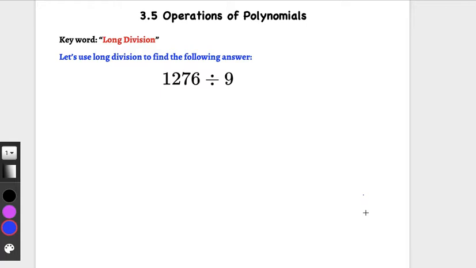Today we are going to continue our discussion about operation of polynomials. In the previous class, we mentioned how to add, subtract, and multiply polynomials. And you already know that there's really no new skill in those operations because those skills we actually already learned before. Today we are going to discuss another operation, which is division.